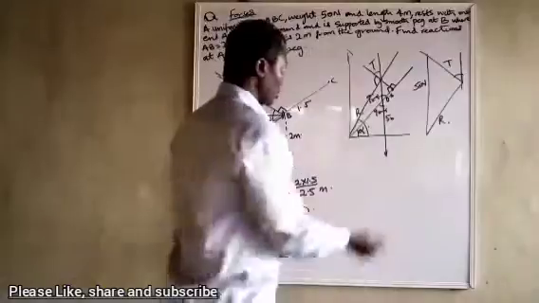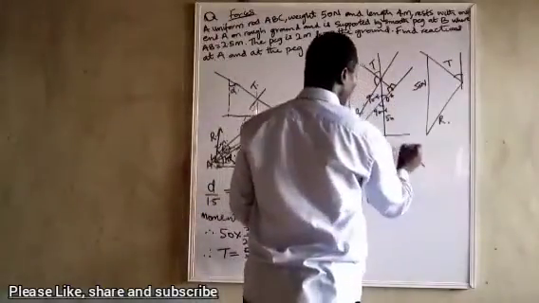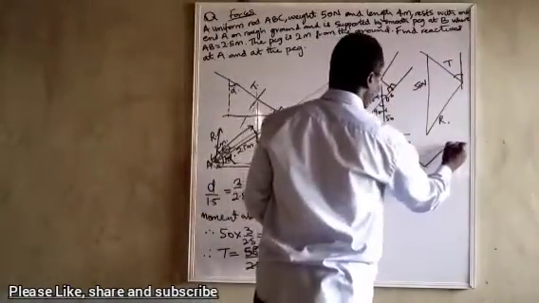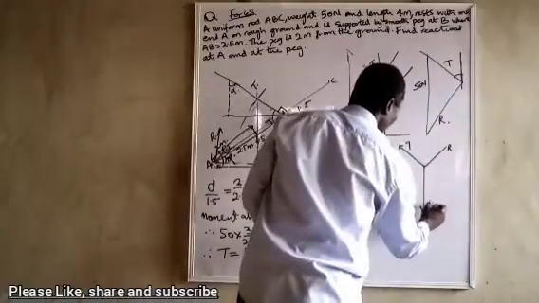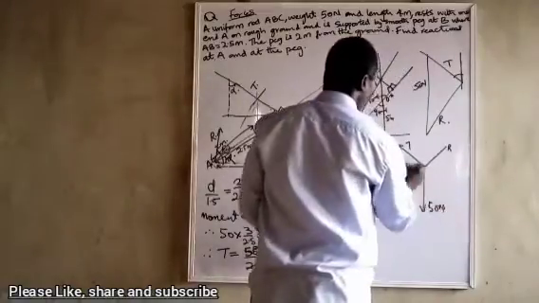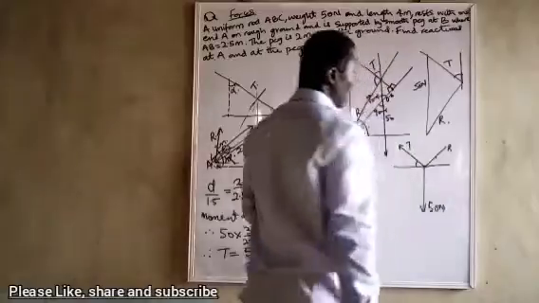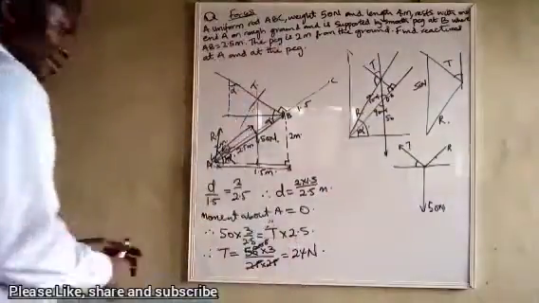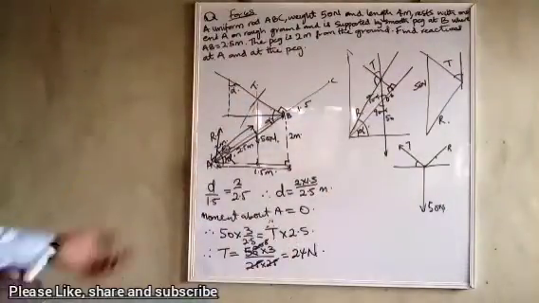Or you use resolution of vectors by making everything meet here, and your T will go like this, your R will go like this, and your 50 Newton will go like this. You can easily find the angle for this one. Later on, we'll work this one out. So you can use that as your exercise. Or if time permits me later in the future, I will take them one after the other.